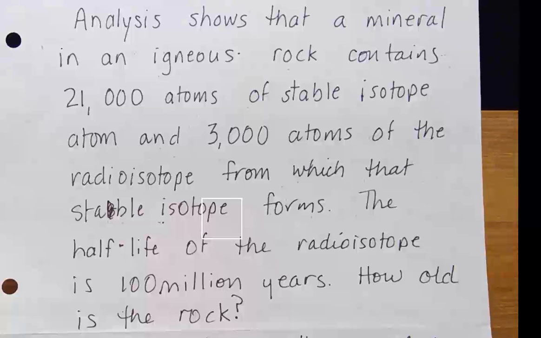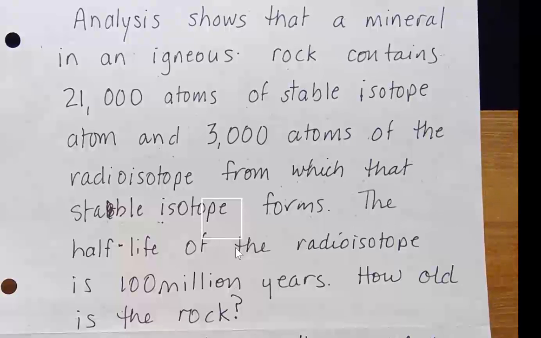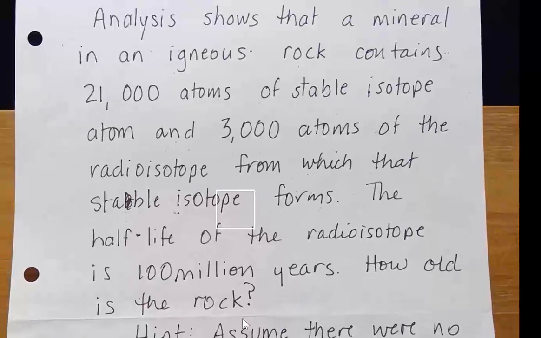Let's try this problem. It says an analysis shows that a mineral in an igneous rock contains 21,000 atoms of stable isotope and 3,000 atoms of the radioactive isotope from which that stable isotope forms. Now remember, the stable isotope is the daughter isotope. There were 21,000 atoms of daughter in there when we analyzed the mineral. And the radioisotope from which the stable isotope forms is the parent. So 3,000 atoms of parent isotope in the mineral today. Now, it also tells us that the half-life of the radioactive isotope is 100 million years. How old is the rock?